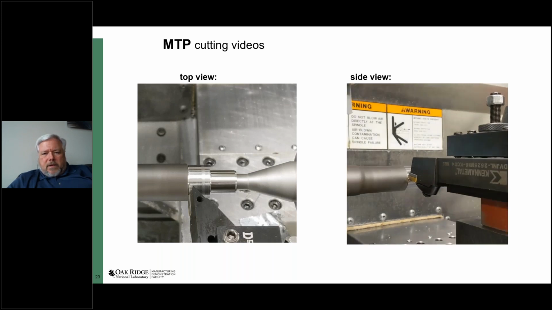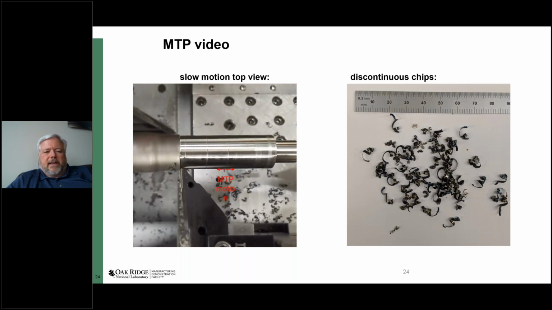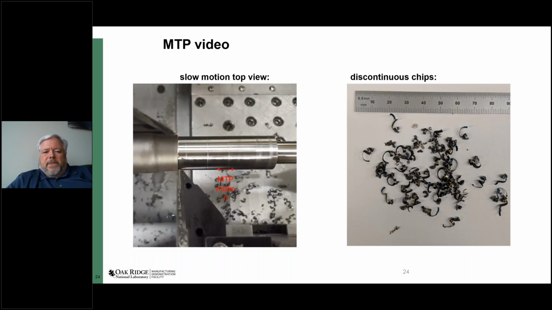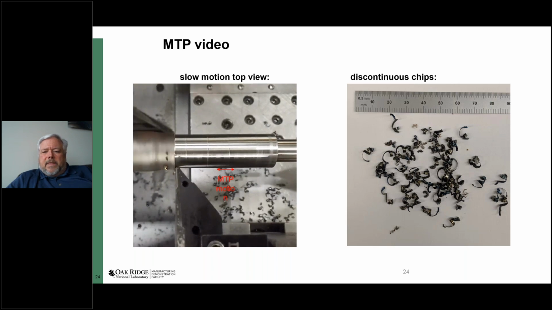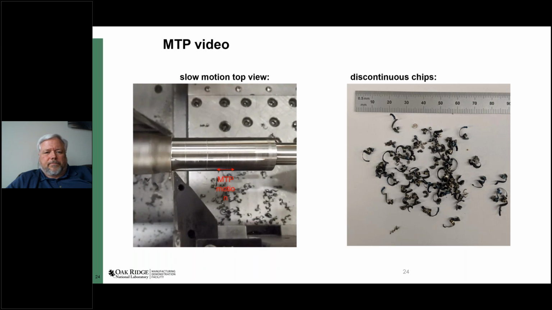But it absolutely always works. It doesn't depend on the material. It works in plastic the same as it works in aluminum or steel, titanium. I'll show you some other interesting materials in a minute as well. Here's a slow motion video that shows it. And you can see the motion of the tool is pretty small. The machine can easily do this. And then there are the chips which were collected in this particular operation.